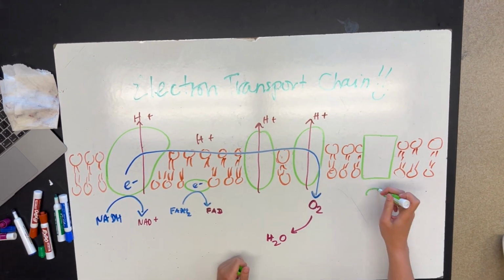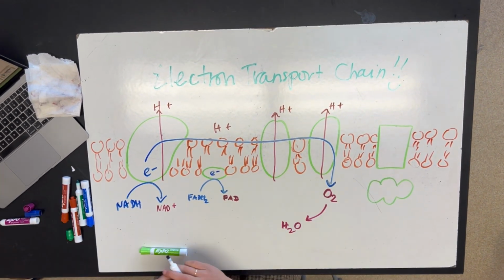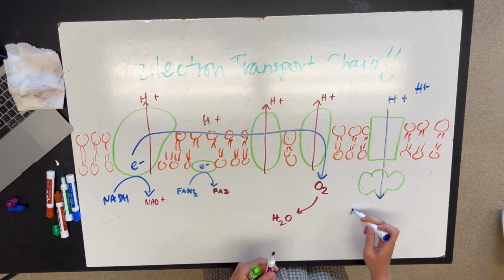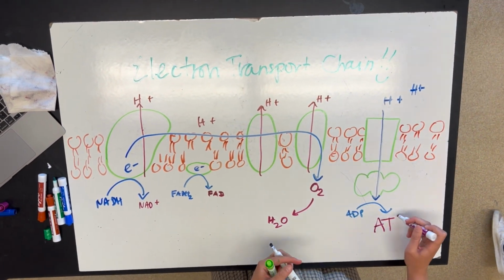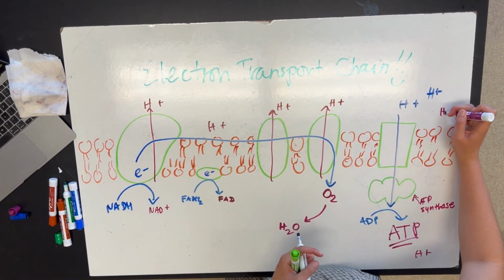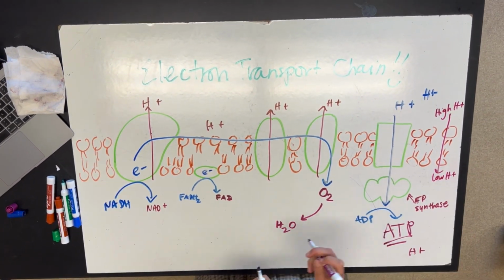Fourth, the final electron acceptor in the chain is oxygen, which combines with electrons and protons to form water. Fifth, the flow of protons back into the mitochondrial matrix through an enzyme called ATP synthase harnesses the energy stored in the electrochemical gradient. Sixth, this process drives the production of ATP, which is the primary energy currency of cells.